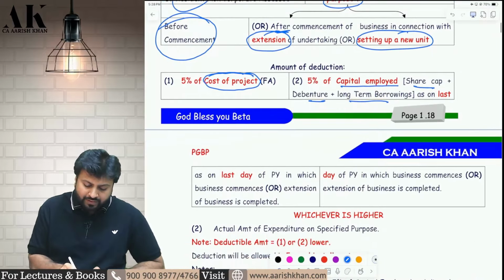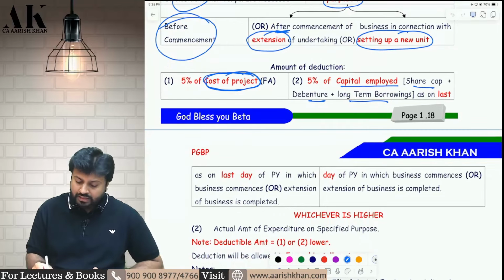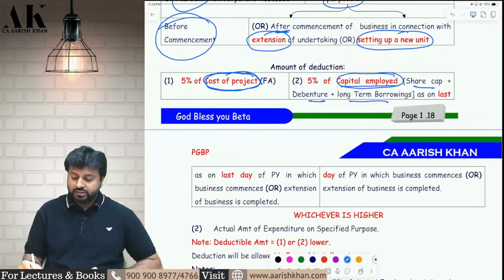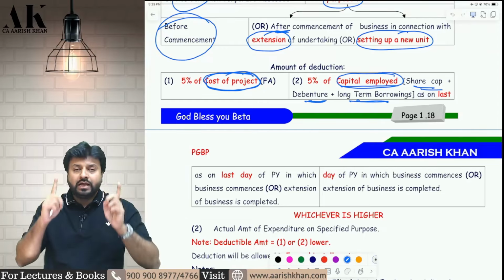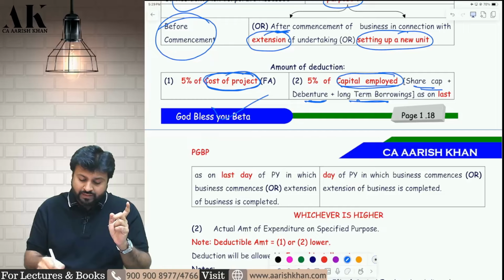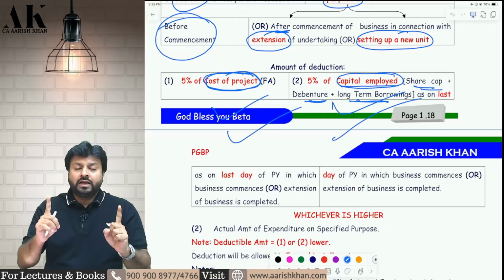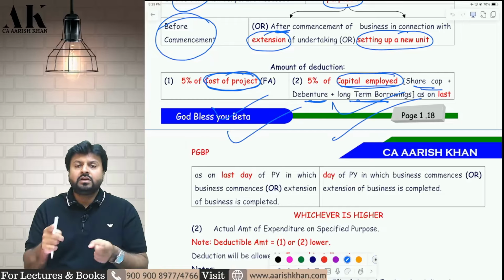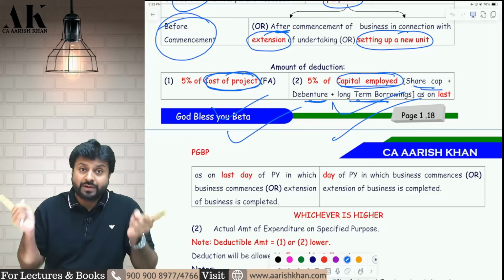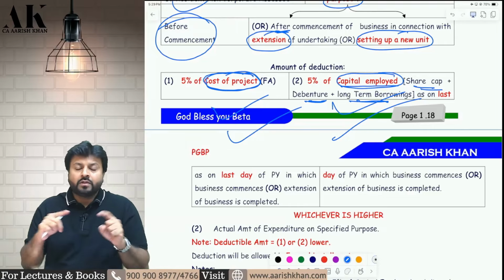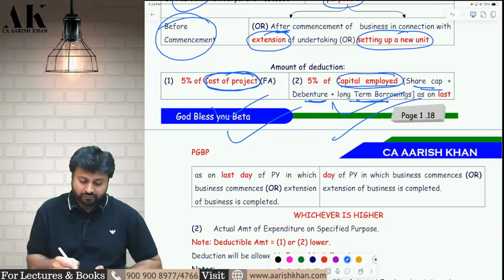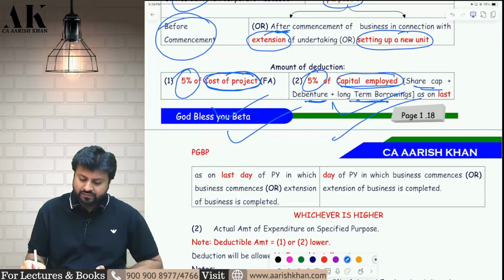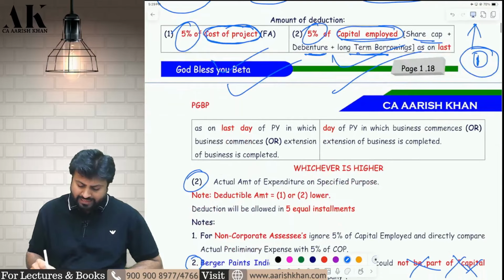So you should take 5% of your fixed asset cost and 5% of the capital employed, that is share capital, debenture, long-term borrowing. On which date? On the last day of the previous year in which the business is commenced, or the last day of the previous year in which the business is expanded. So whenever your business is commenced or expanded, as the case may be, on the last day of that particular financial year, you have to take 5% of this, 5% of this, and whichever is higher will become your point number 1. Then you should compare that with actual expenditure.